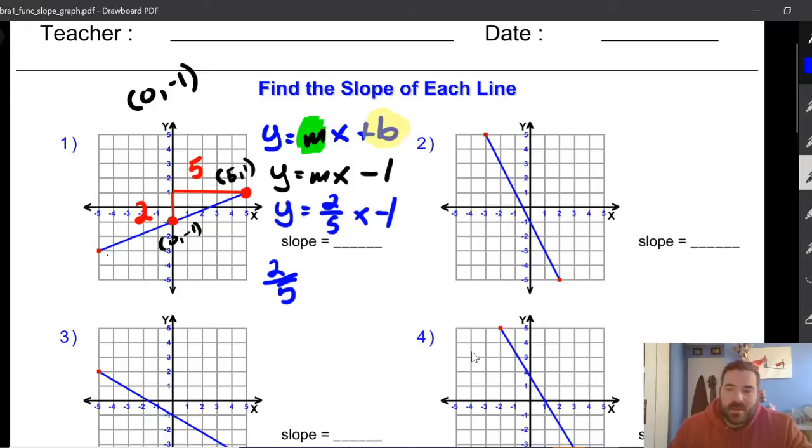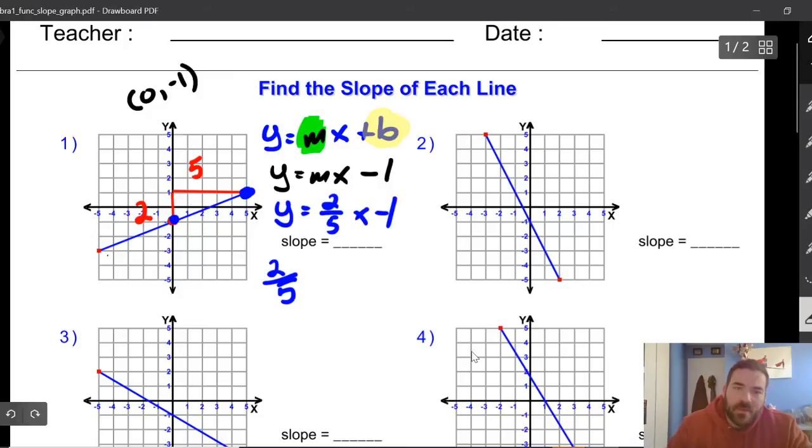Let's do it again. That was a positive slope. Let's do a negative slope. Oh, I did want to show you that it doesn't matter which points I start at. If I had chosen to start at this point, I can get the exact same slope.